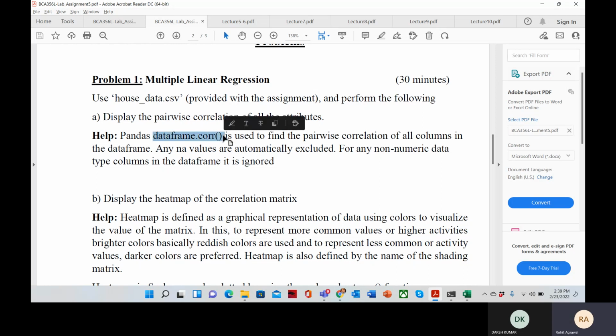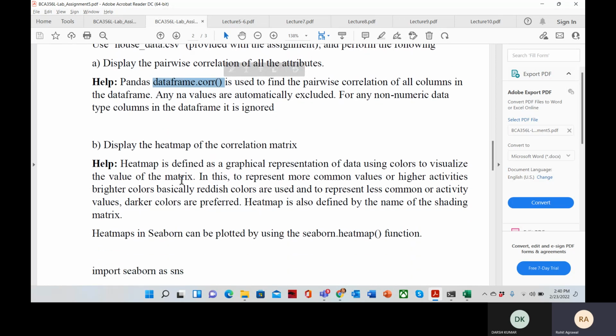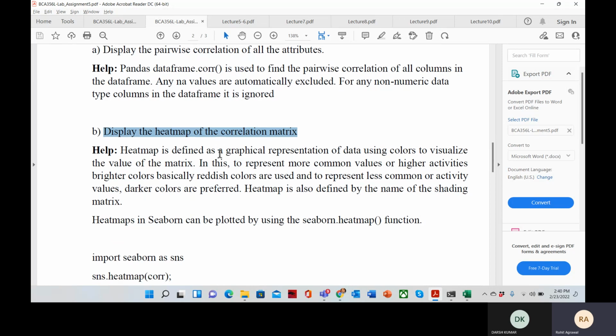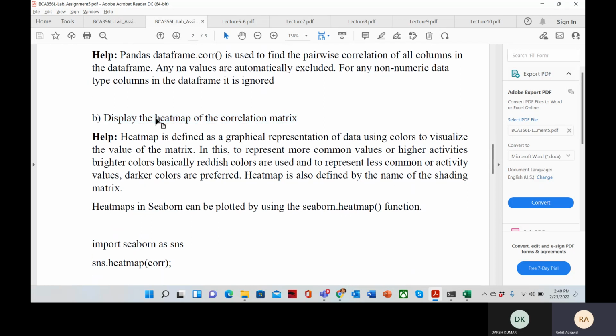After that, what we will do, we will visualize the data this time. That means which features are correlated and which are not, so that we can extract some important features out of all the available attributes. Clear? So next, we display the heat map of the correlation matrix that we obtained in the first question.